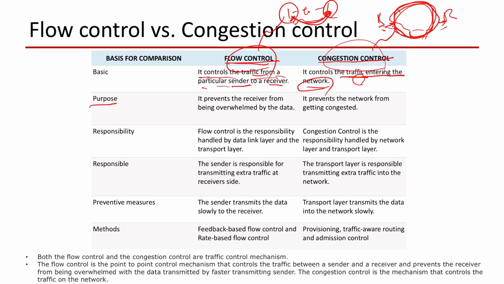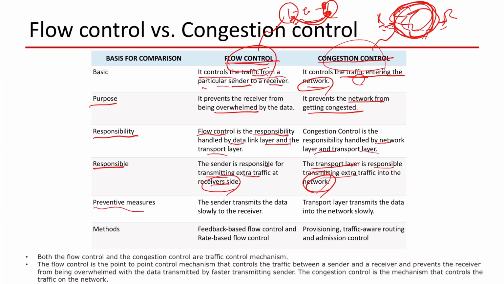The purpose of flow control is that it prevents the receiver from being overwhelmed. So I do care about your receiver. Congestion control prevents the network from being congested. Oh, the network is congested. Flow control is handled by the data link layer and the transport layer. Congestion control is handled by the network layer and transport layer. And the sender is responsible for transmitting extra traffic. In congestion control, the transport layer is responsible for transmitting extra traffic into the network.